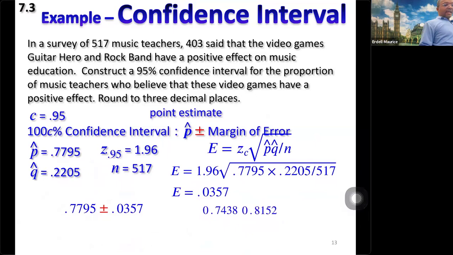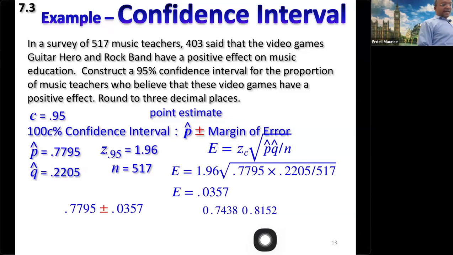In other words, we are 95% confident that the true proportion of teachers who think that a band, hero, and rock band have a positive effect on students is between 74% and 82%. Questions there? Comments? Queries? Concerns?